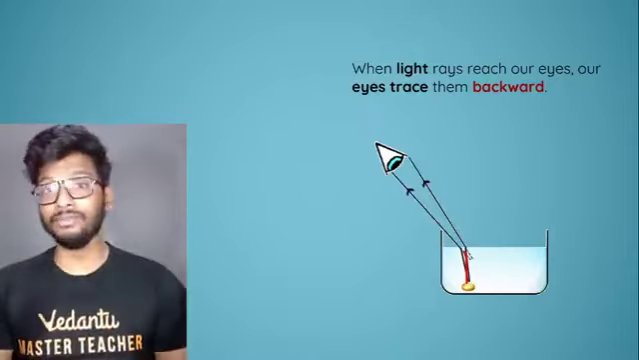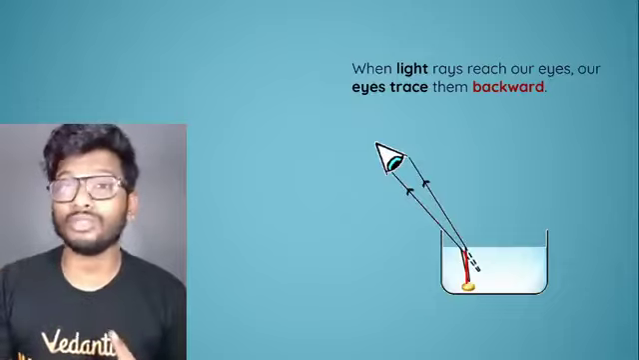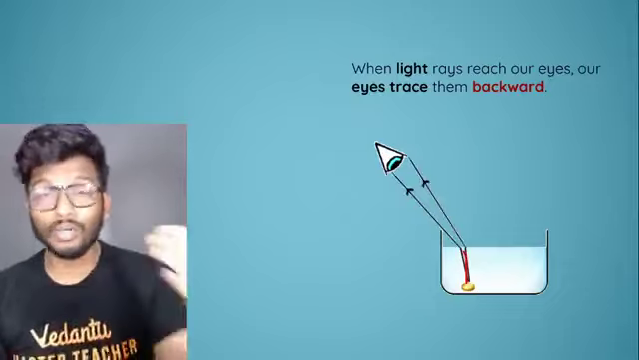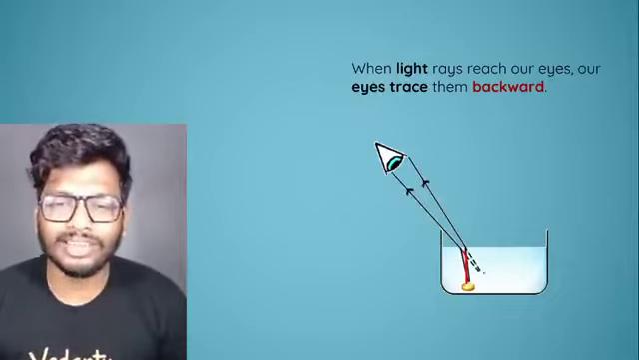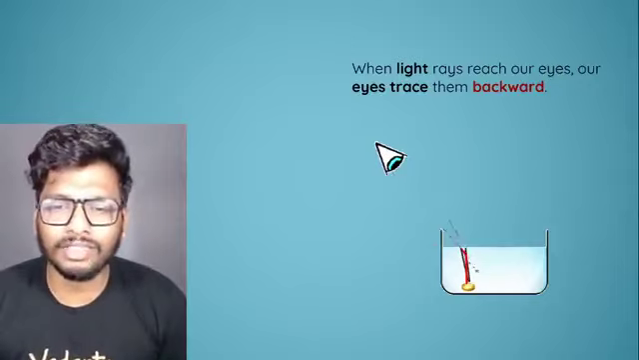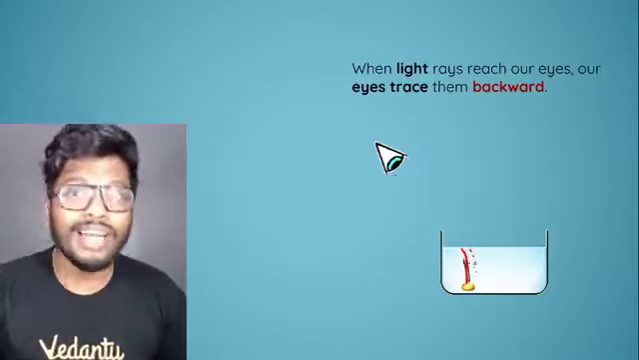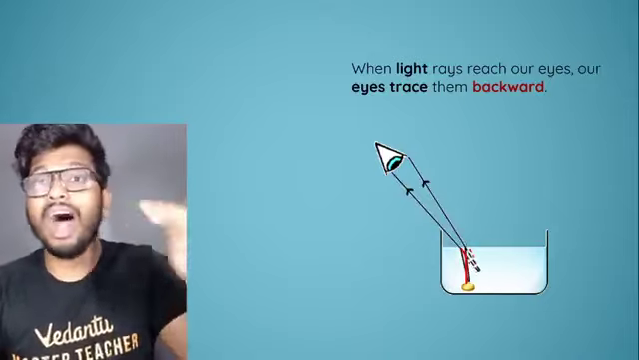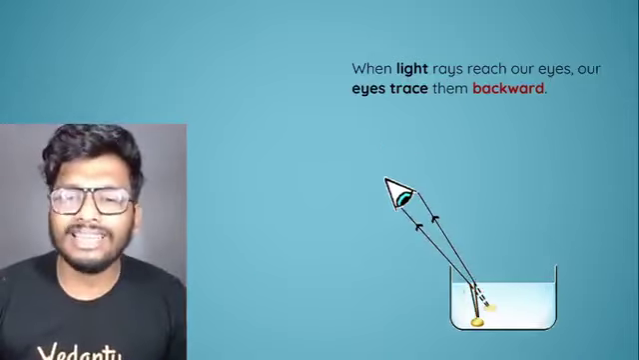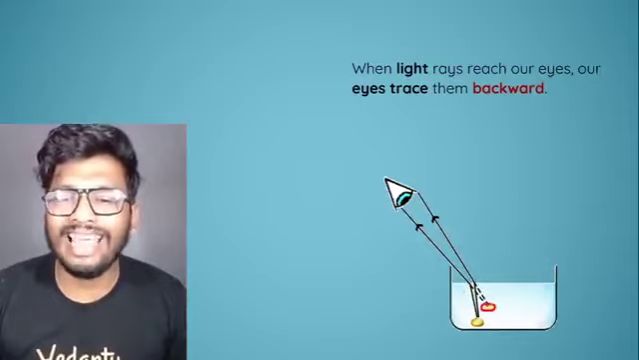So what does our eye do? Our eye wants to find out what the source is. It wants to find where the culprit is. So what does it do? Our eyes will try to trace back the steps from where the light appears to be coming from. So to our eye, the object seems to be raised.